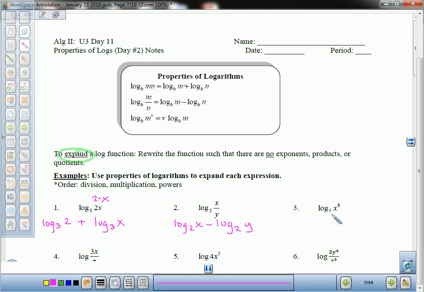All right, now, with this one we have a power. And we have this logarithm raised to a power. So a power to a power, we multiply. And all we really do is we take that power, stick it out in front, and it becomes a product. Make sense? All right.